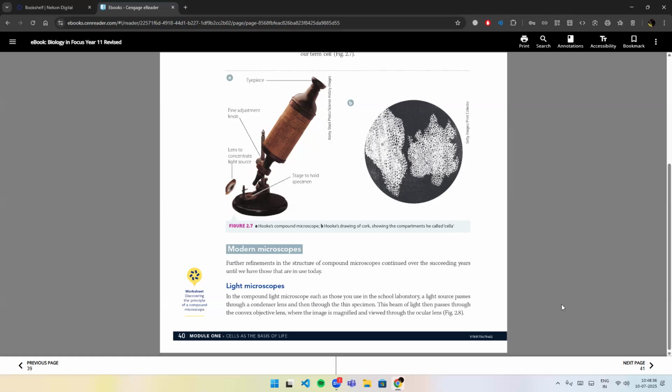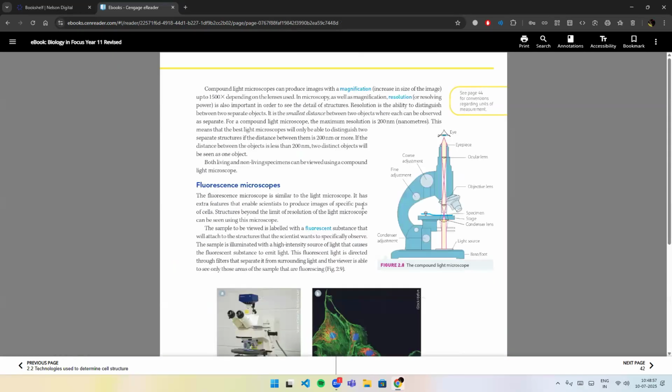In the compound microscope, such as those you use in the school lab, a light source passes through a condenser lens and then through the thin specimen. This beam of light then passes through the convex objective lens, where the image is magnified and viewed through the ocular lens. Compound light microscopes can produce images with a magnification up to 1500 times, depending on the lenses used.